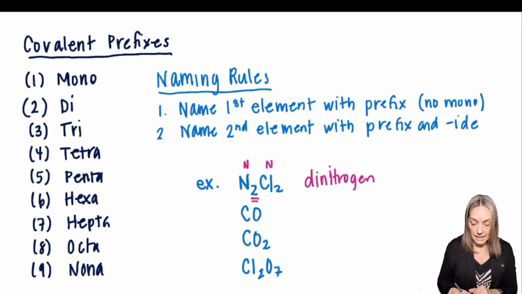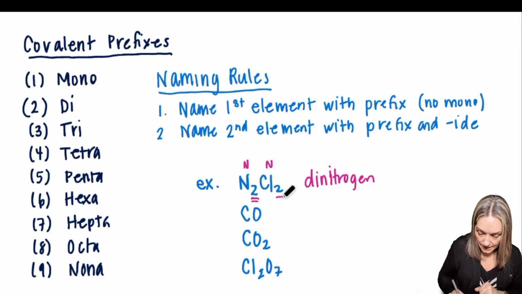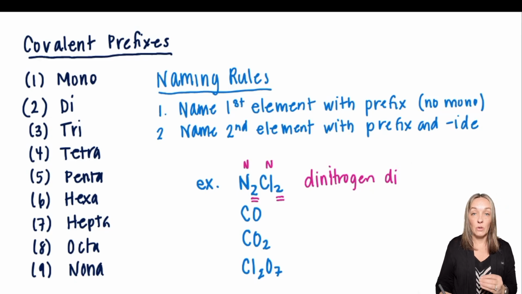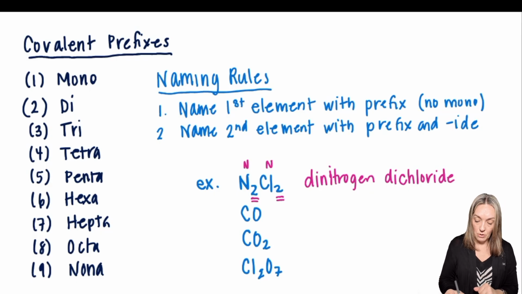Then the second rule says to name the second element with a prefix and an ide ending. So chlorine is another nonmetal. We're going to use the prefix di to indicate that we have 2 of them. And then rather than writing chlorine, we're going to change the ending to chloride. So my prefixes are indicating how many atoms are present in the compound.